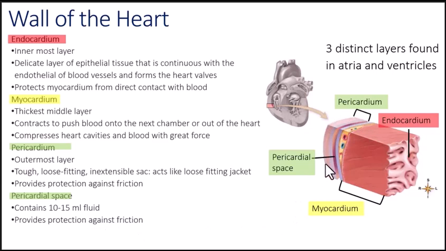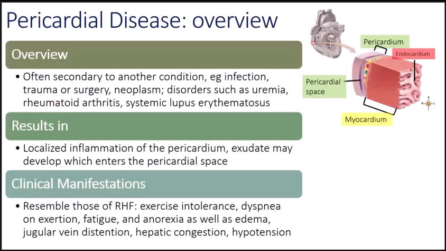The pericardium that surrounds it is a tougher material, but it's loose fitting so that there is some room for movement. And it's going to protect the heart against friction, allowing for movement as it contracts. Now we're going to start by looking at diseases that can affect that pericardium, that outer layer of the heart.